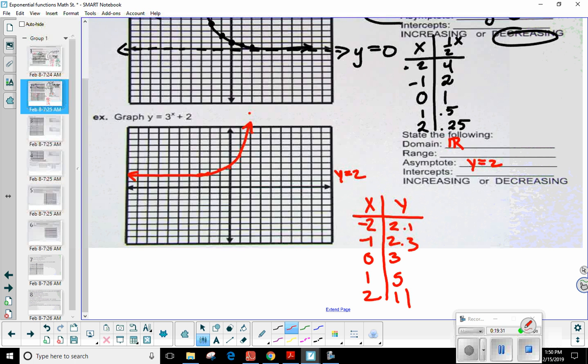Okay, the domain is all reals. This is everything from 2 to infinity and beyond.